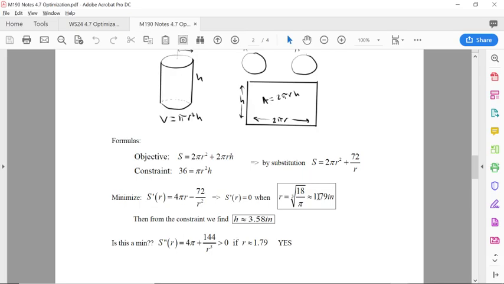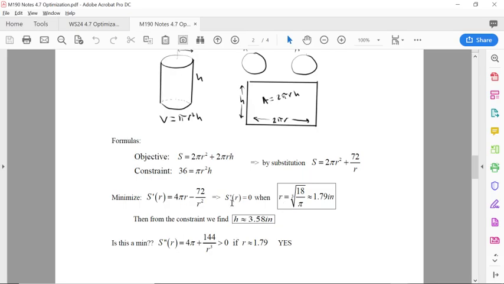Now, using that value of r, we can go back to the constraint equation and find the associated value of h. So h would be approximately 3.58 inches. Okay, so that is going to be the radius and the height that could potentially optimize the surface area.